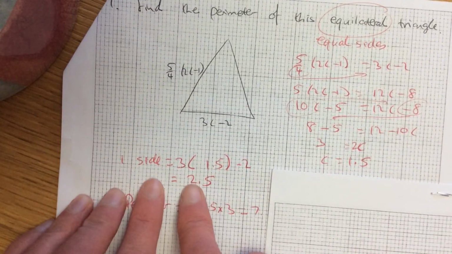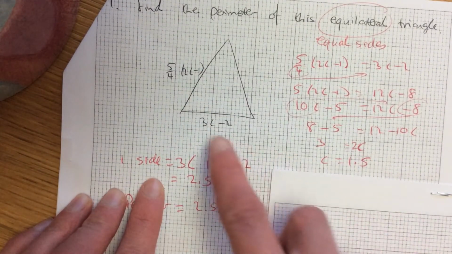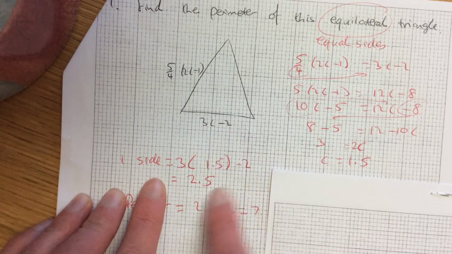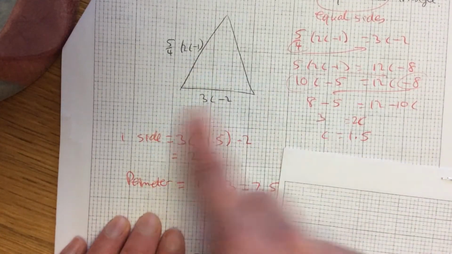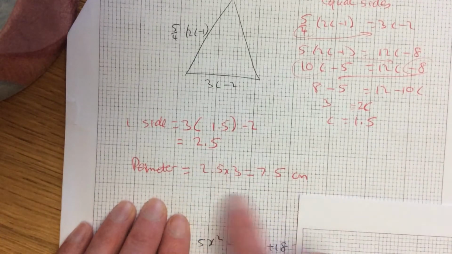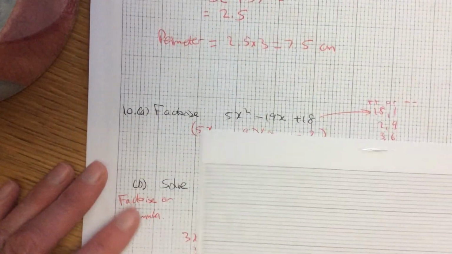So I can easily work out one side now because I know c is 1.5. So 3 times 1.5 take away 2. The perimeter, all 3 sides are going to be the same, so just take one side and times it by 3. Question 10.